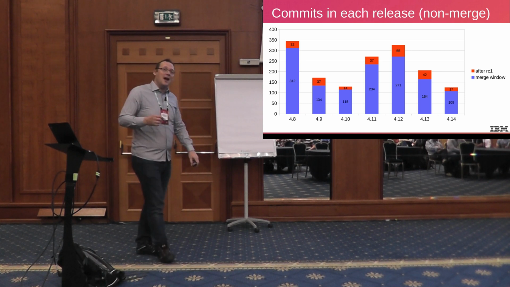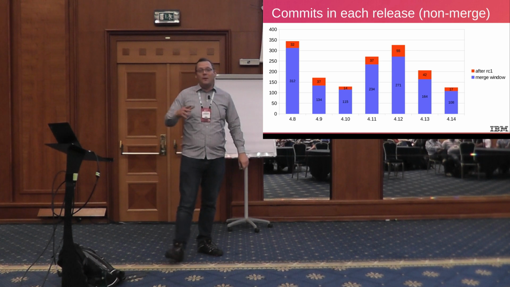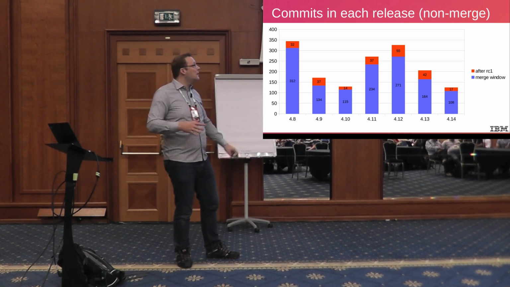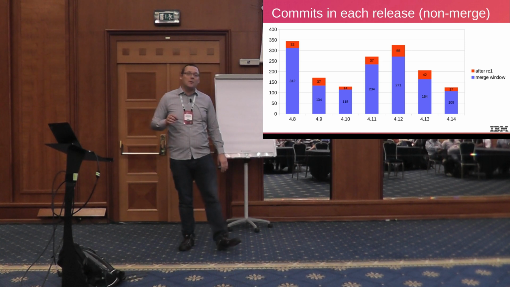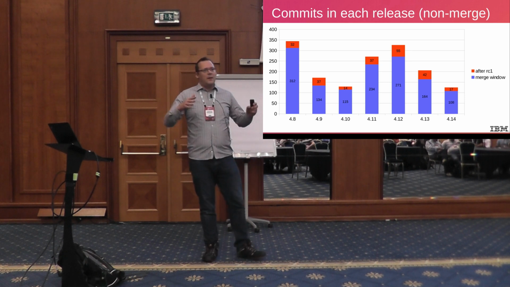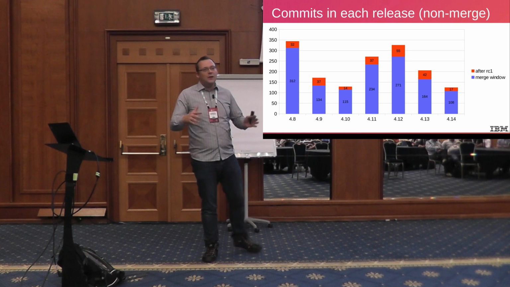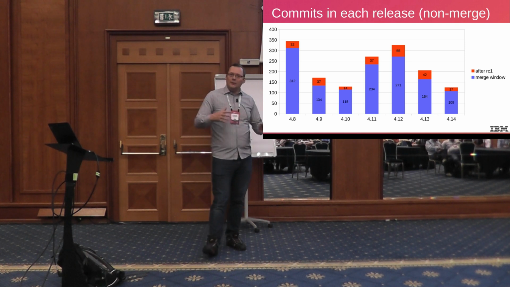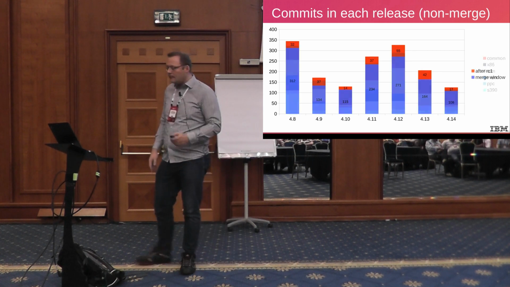I also checked, okay, how many patches did we add after RC1, and how many patches flew in during the merge window? And it turns out we have about a rate of 15% of patches coming in after RC1. So I think this is also a pretty good sign that KVM is being a good citizen by pushing the features in the merge window and just adding fixes after RC1.